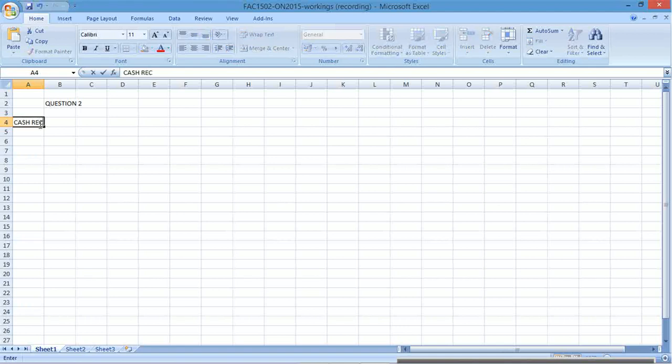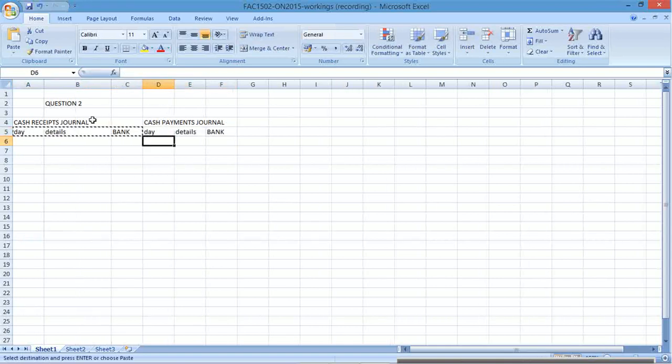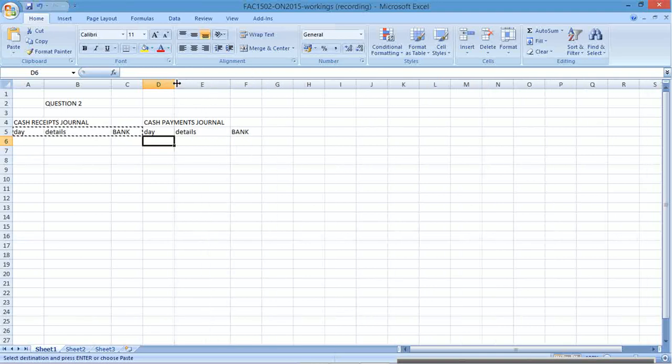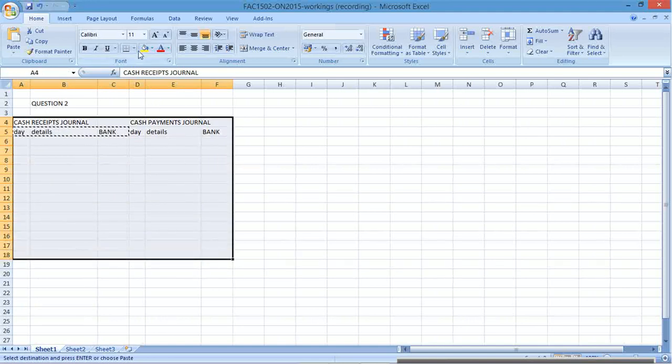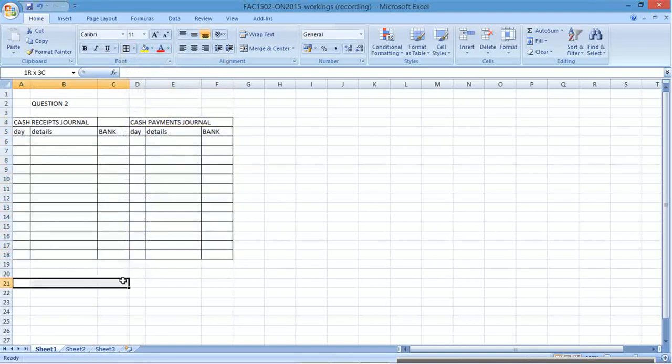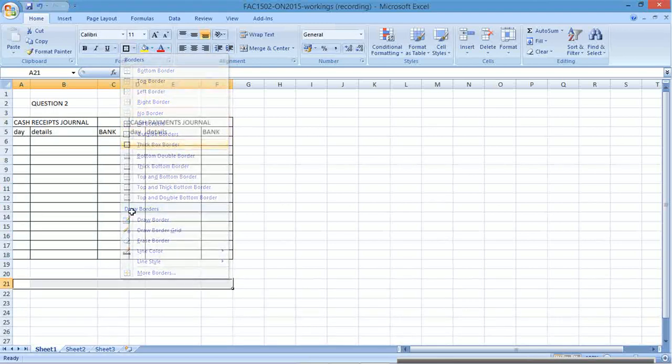They want 3 things: the cash receipts journal, and the cash payments journal. And we're obviously going to have day, details, and bank. Same thing on this side. So that's the first little bit that you need to draw up. I'll then have a T account for bank.